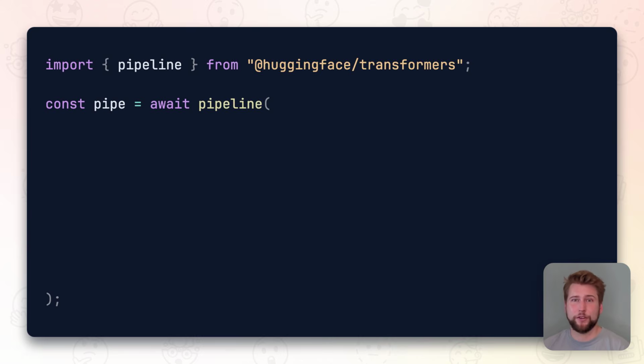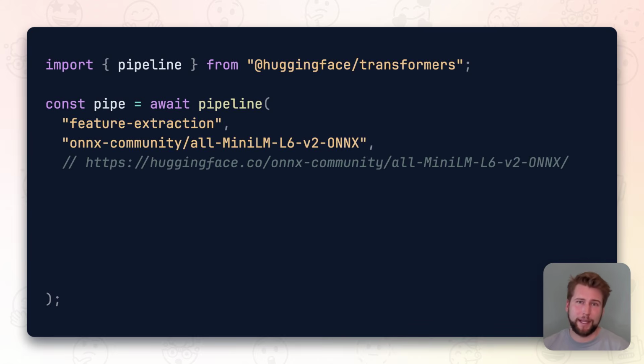At code level, you create a pipeline like this. You can think of pipeline as an async factory that gives you a task-specific function, a pipe. Task ID selects the pipeline contract. Model ID tells Transformers.js which model to load, usually by referencing a repository on the Hugging Face hub, but it can also point to a local model depending on your environment setup. If you skip it, Transformers.js picks a default model for that task.